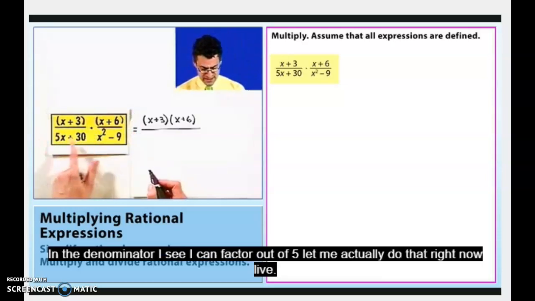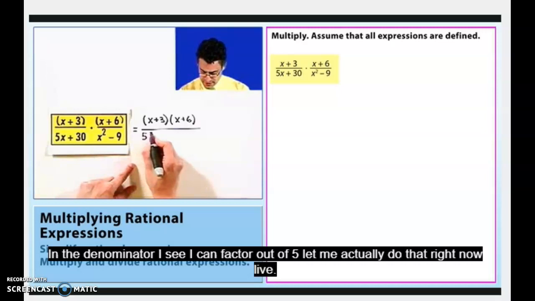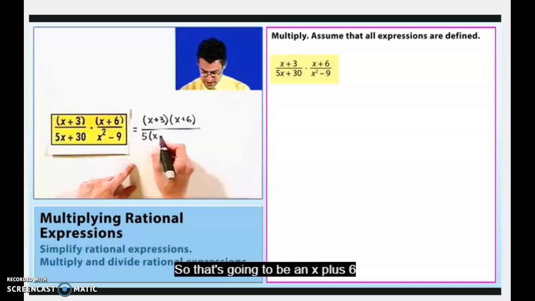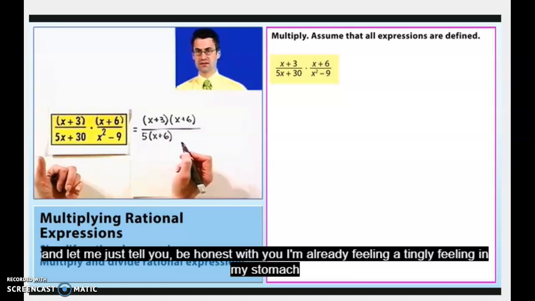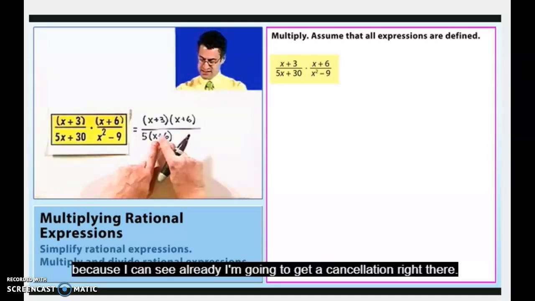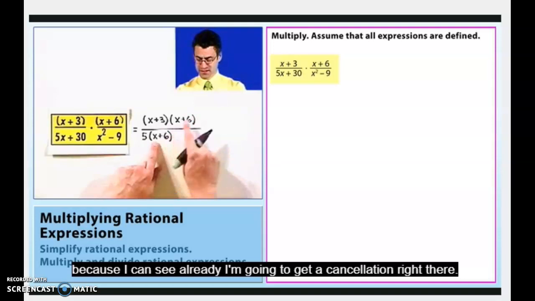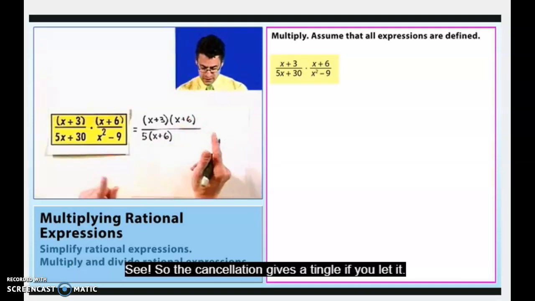In the denominator, I see I can factor out a 5. Let me actually do that right now live. So that's going to be an x plus 6. And let me just tell you, to be honest with you, I'm already feeling a tingly feeling in my stomach because I can see already I'm going to get a cancellation right there. See? So the cancellation gives a tingle if you let it.